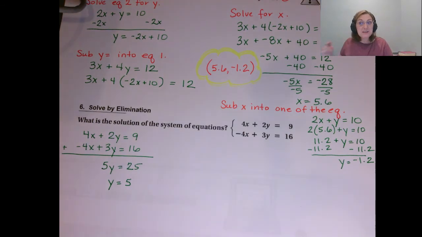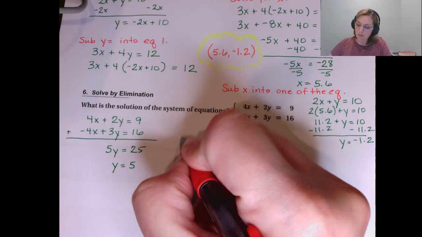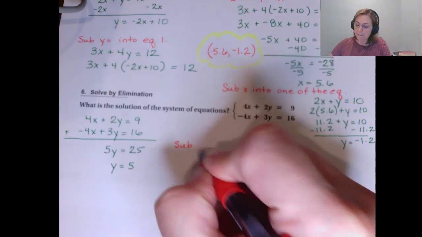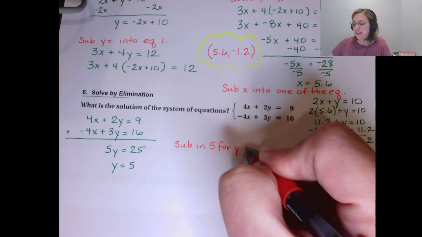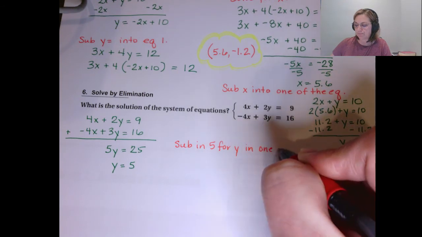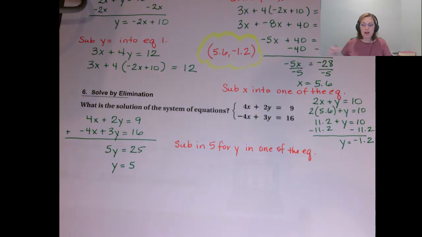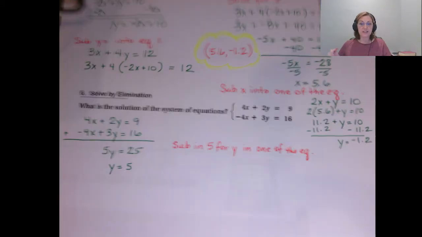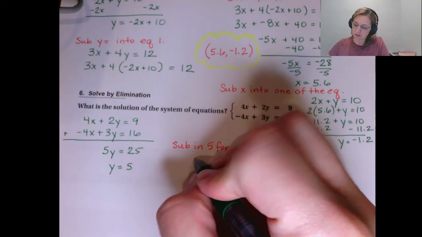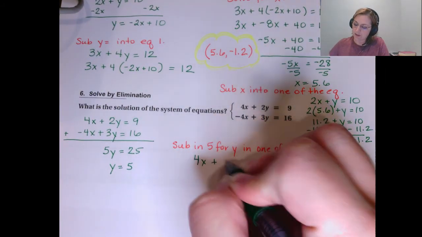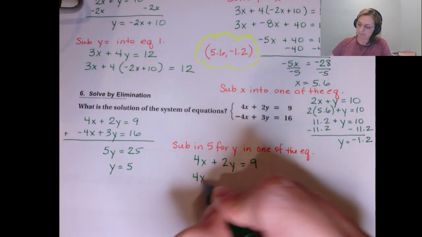Now, that was pretty simple, right? It's one of the beauties of the elimination method. Now, your second step is to sub in 5 for y in one of the equations. And that step should actually sound pretty familiar from our last problem, right? That's exactly what we did at the end. We don't get out of that step in this method. We still have to do it. You can choose either equation. It doesn't matter.